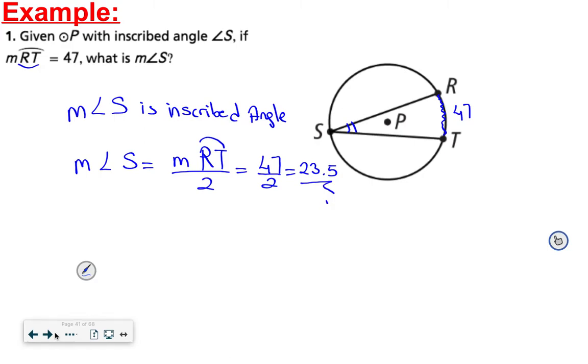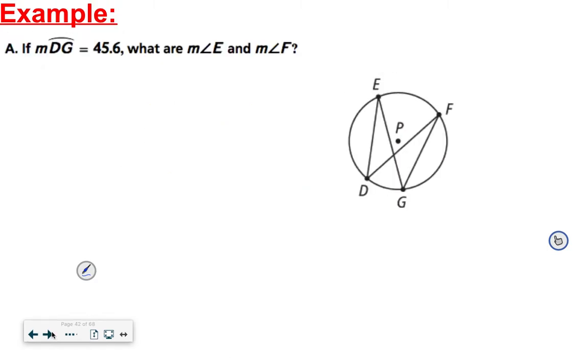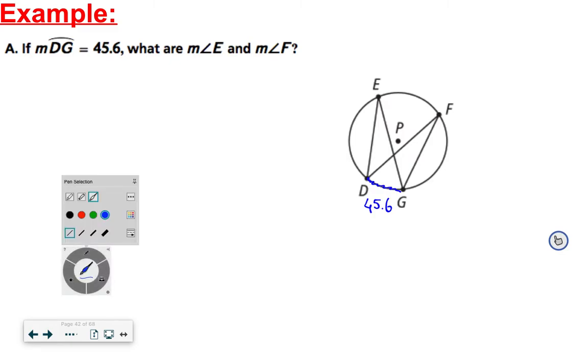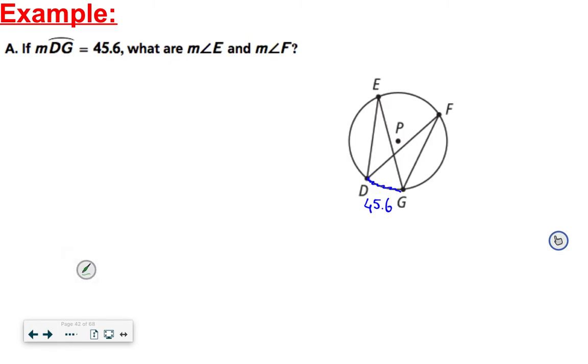Next. If the measure of arc DG is 45.6, what are the measure of angle E and measure of angle F? Ladies and gentlemen, we know that the inscribed angle is half of the intercepted arc. First of all, look at this angle.